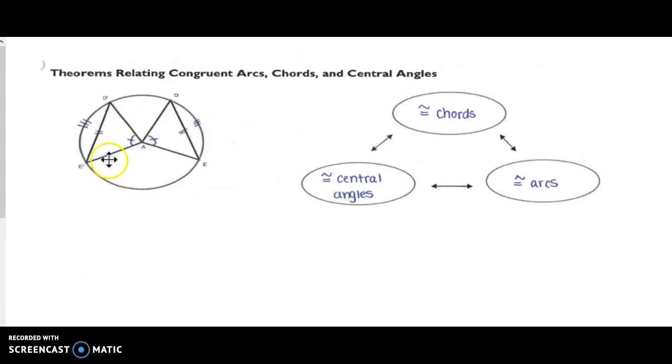I think we're heading into 12.2 now. There are theorems relating each of these three things as congruent.